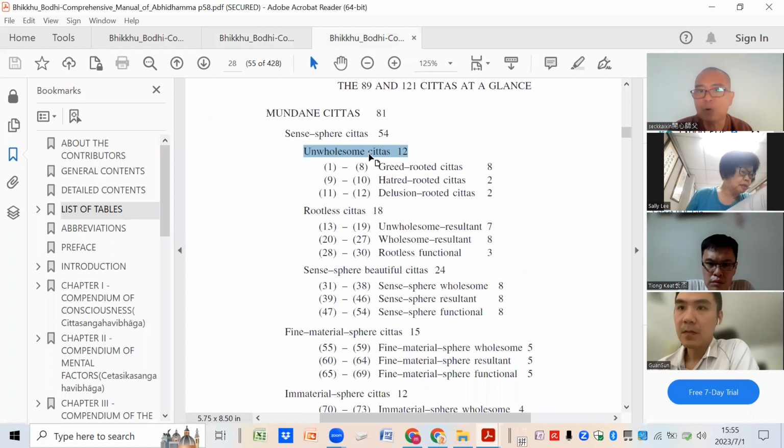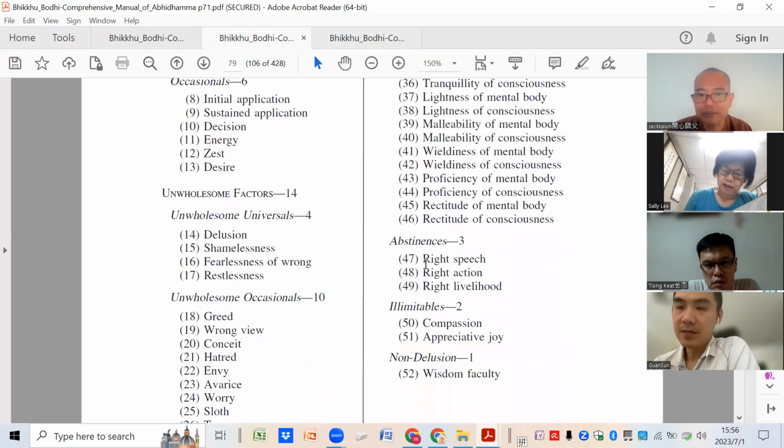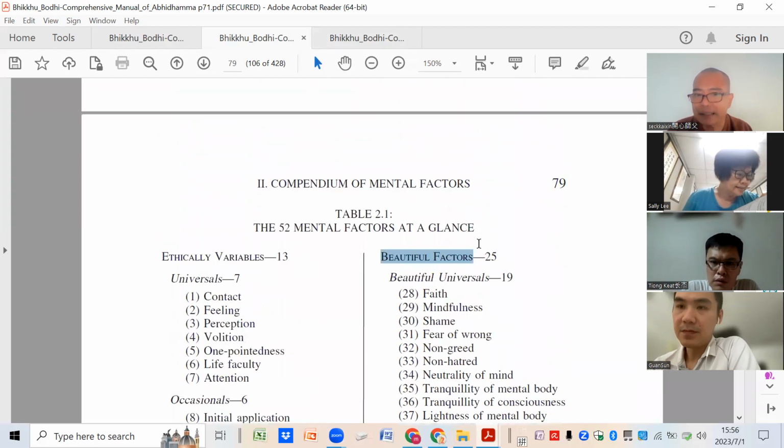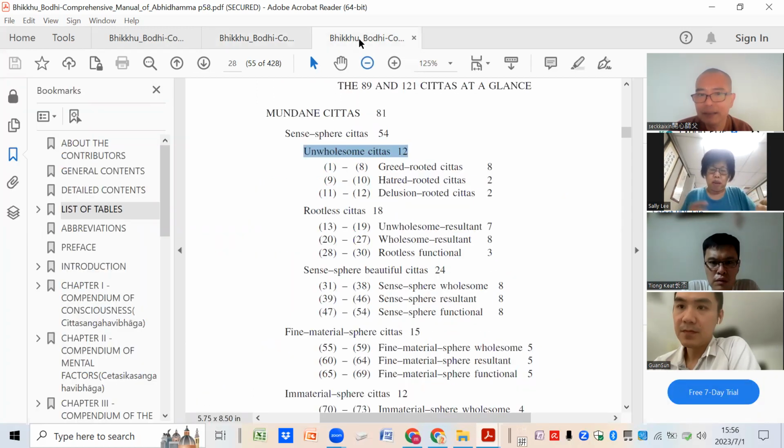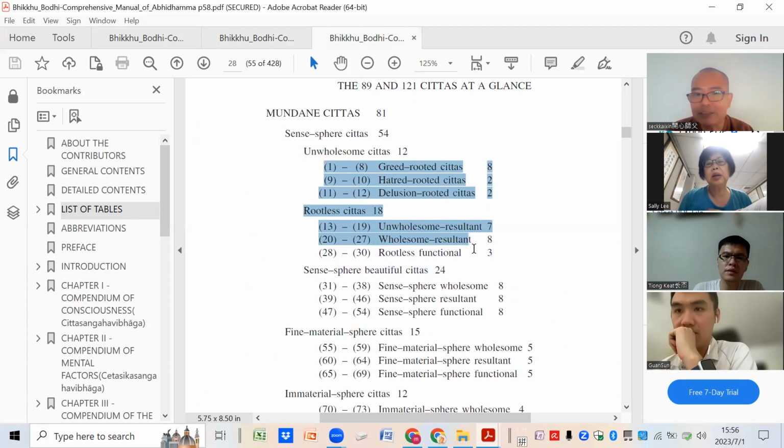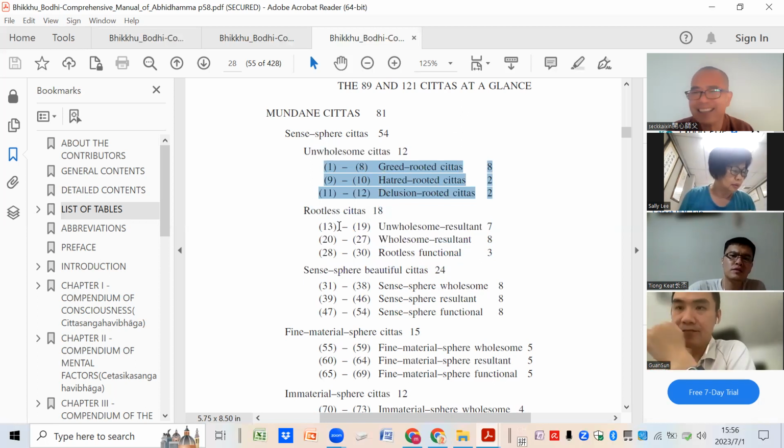See or not see, you mean unwholesome citta? Unwholesome citta, okay. There are three here, greed, hatred, and delusion. So do you think they will possess this three group or not? Abstinence, illimitable, non-delusion, by seeing the title, beautiful factor? Okay, Guansan, do they look beautiful or not, this type of thing? No, yes, they are ugly. So sure, you don't see them here, okay?